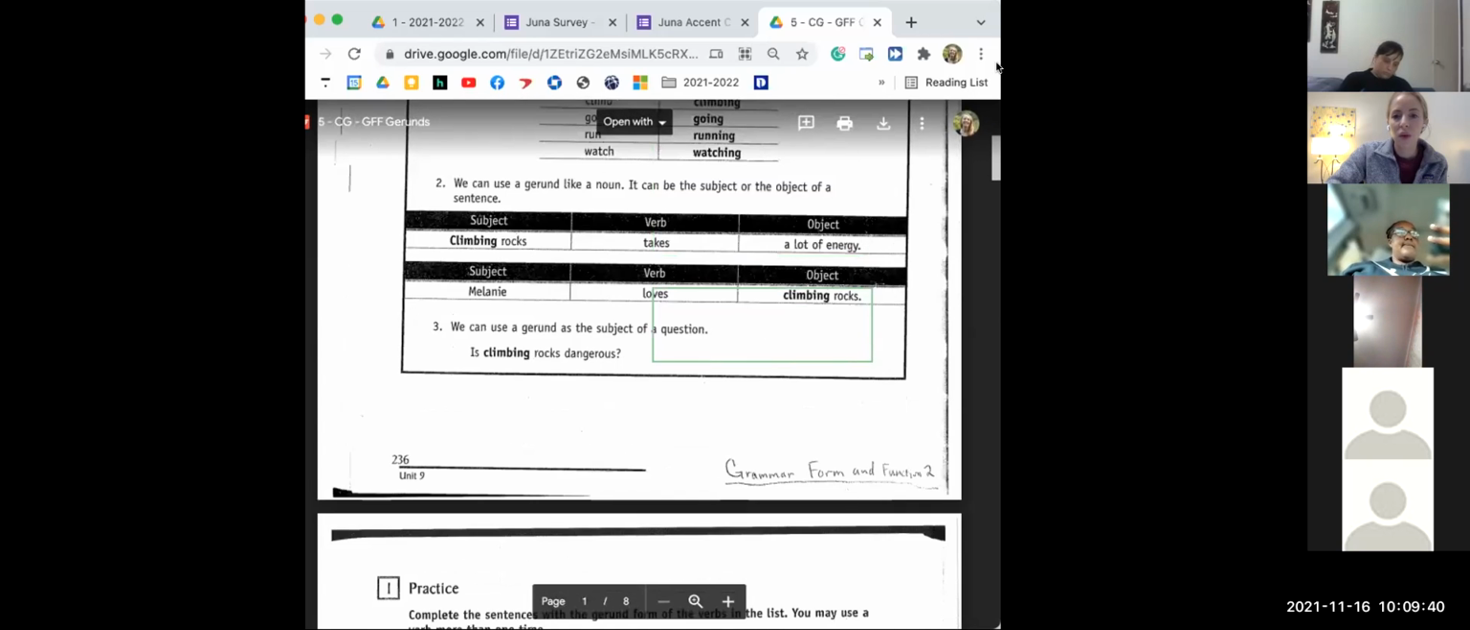All right, we can use the gerund like a noun. That's what we looked at just a few minutes ago. We can use the gerund like a noun. It can be the subject or object of the sentence.